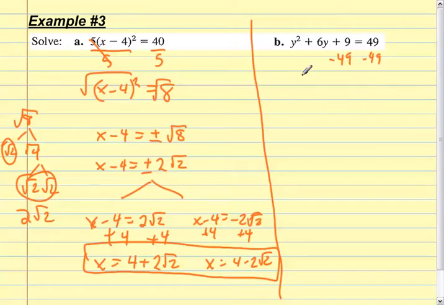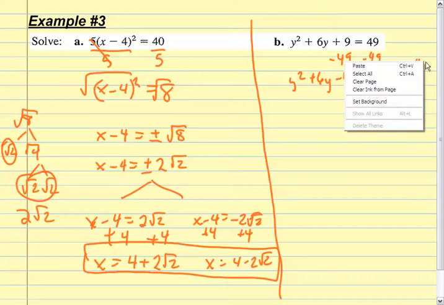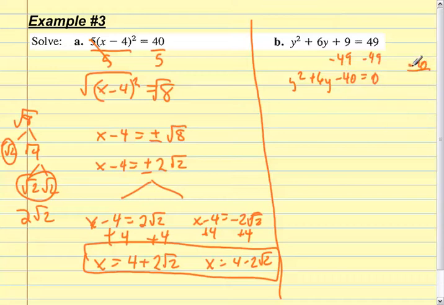Stay with me. y squared plus 6y minus 40 is equal to 0. Okay, now let's look at minus 40. Let's come up with the factors of minus 40. Well, it's 1 and 40, 2 and 20, 4 and 10. Wait, 4 and 10 are 6 apart, right?